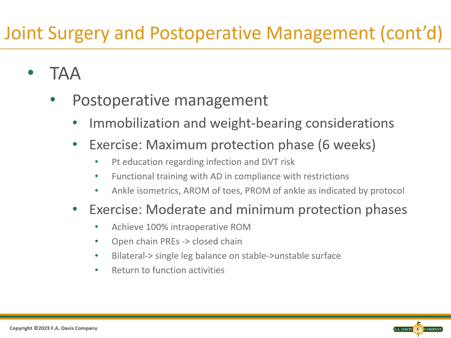During the moderate and minimum protection phases, we want to make sure that we're pushing to achieve 100% of the intraoperative range of motion. So we're going to do manual stretching, passive range of motion, all of those fun mobility things. We're going to start with open chain progressive resistive exercises and progress them to closed chain progressive resistive exercises. We want to do bilateral, progressing to single leg balance on stable and then progressing to unstable surfaces so that we can stress proprioception and balance for these patients. And we want to engage them in return to function activities so that we can restore them to their prior level of function.